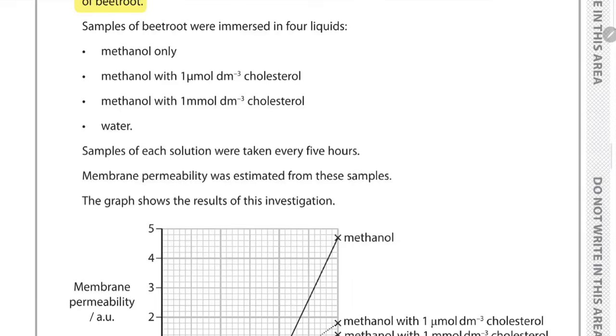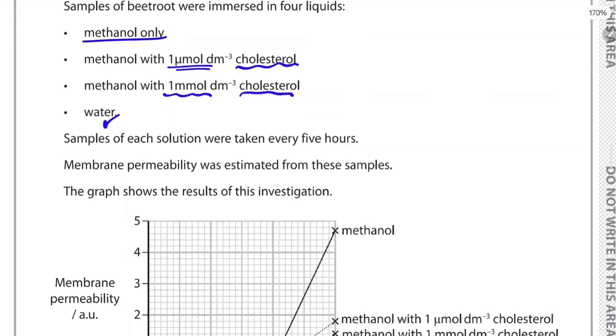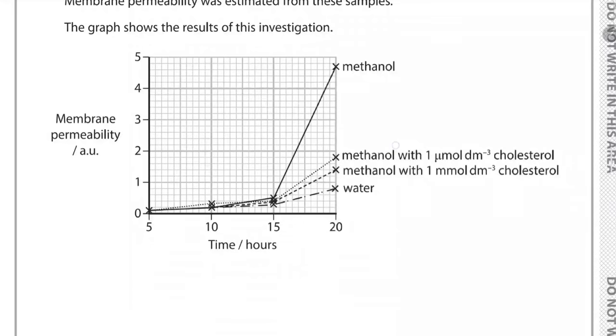Samples of beetroot were immersed in four liquids: methanol only, methanol with this concentration of cholesterol, methanol with a higher concentration of cholesterol, and water. Water, of course, is a control experiment in here. Samples of each solution were taken every 5 hours, so this is my time interval. Membrane permeability was estimated from these samples, and we have a graph that shows the results of this investigation. And the graph, of course, has every treatment on the right side, and membrane permeability is here, and this is the time.